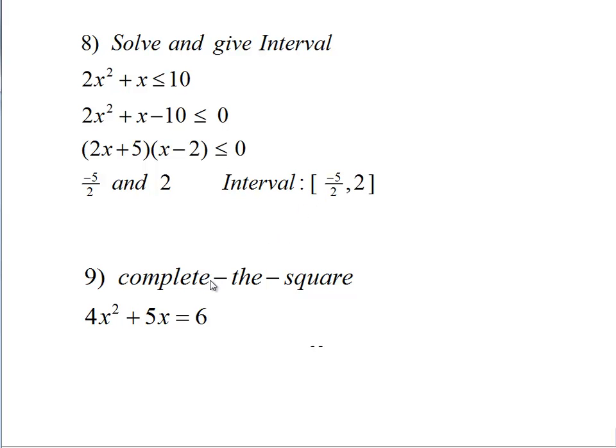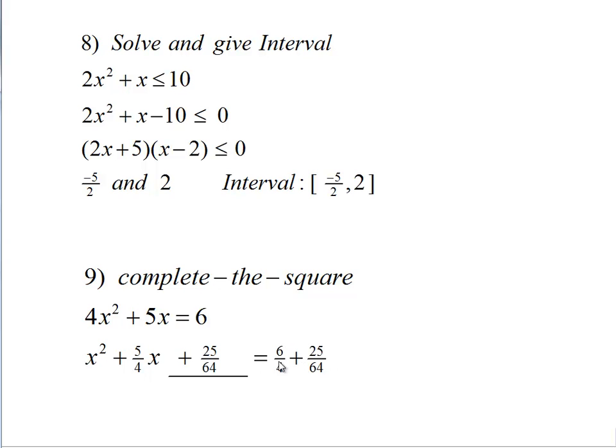Okay, complete the square. We did this a minute ago, except now we have a 4x squared, so we have to divide everything by 4. So you get x squared plus 5 fourths x equals 6 fourths. We take half of the middle, 5 fourths, cut in half is 5 over 8. Square that, you get 25 over 64 on both sides.